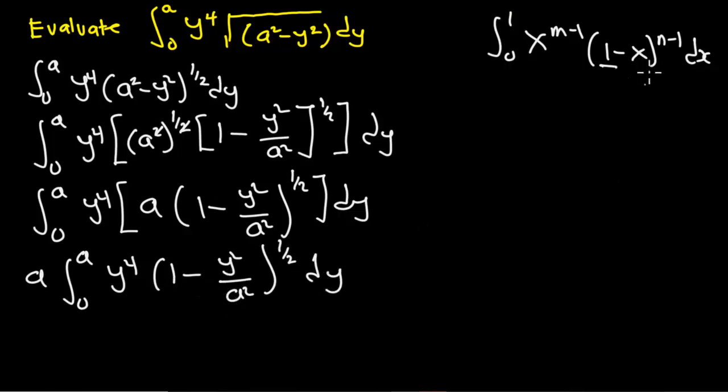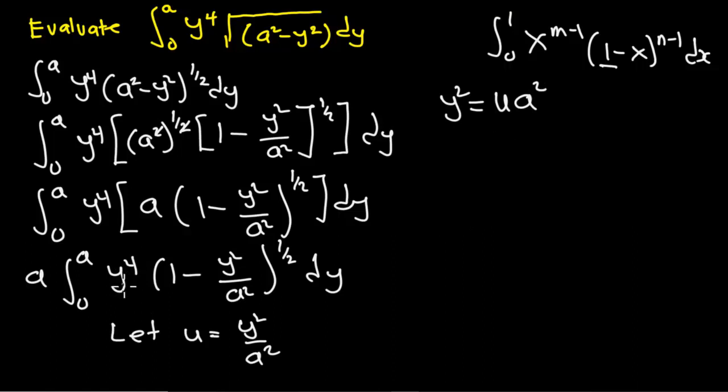To be able to get this form, we are going to let u be equal to y squared over a squared. Since we let u equal y squared over a squared, it means that we are going to change everything over here into u. So let's change y to the power 4 also to u. We know that u is equal to y squared over a squared. When you make y squared the subject, you are going to have y squared is equal to u times a squared.